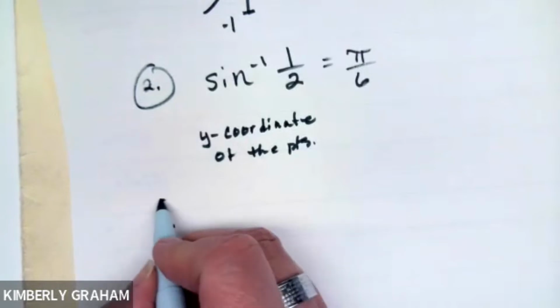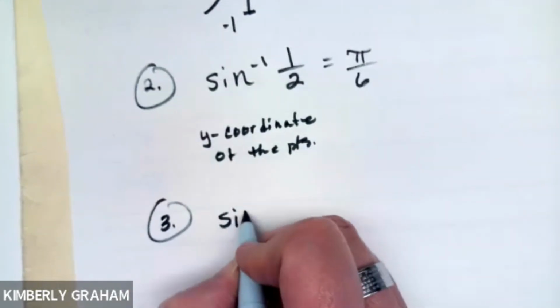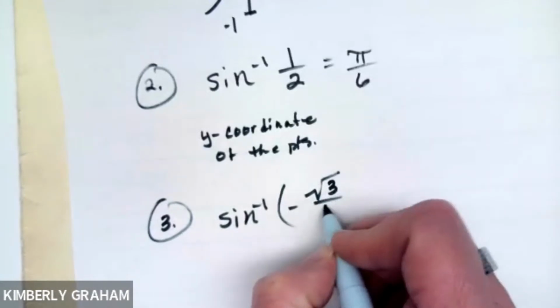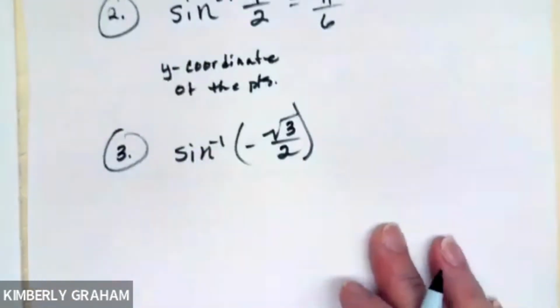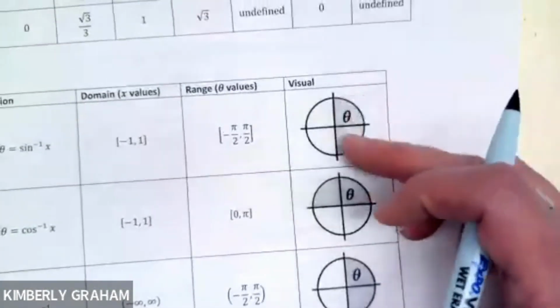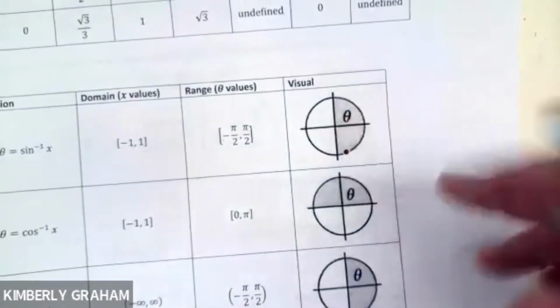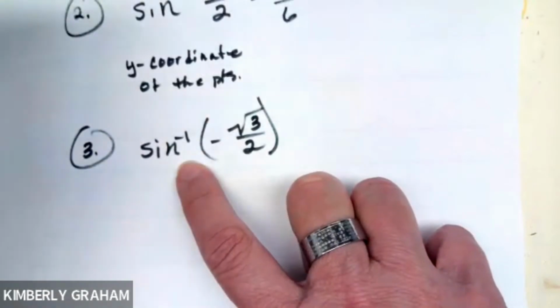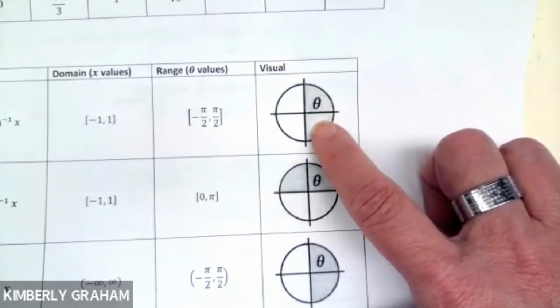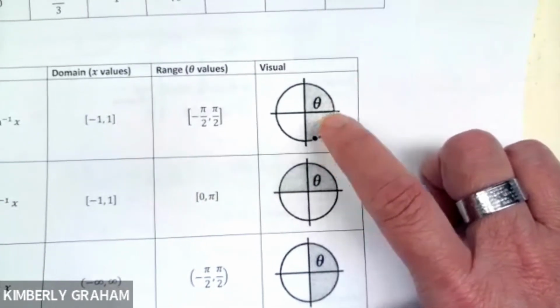My next problem, I'm going to have the inverse sine of negative square root of 3/2. So I need to figure out which quadrant I'm in. Remember that I'm restricted to these two quadrants. Sine is my y coordinate. So here my sine is negative, or my y value is negative. So I'm going to be down here in quadrant 4.